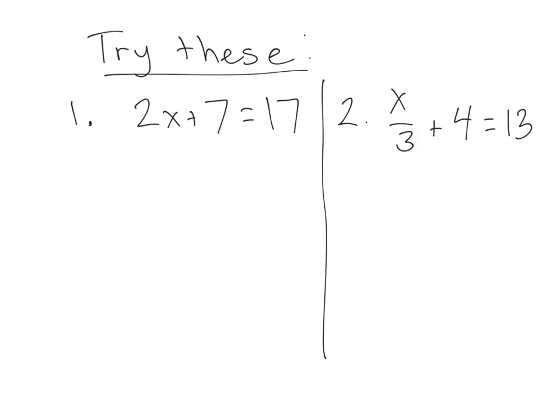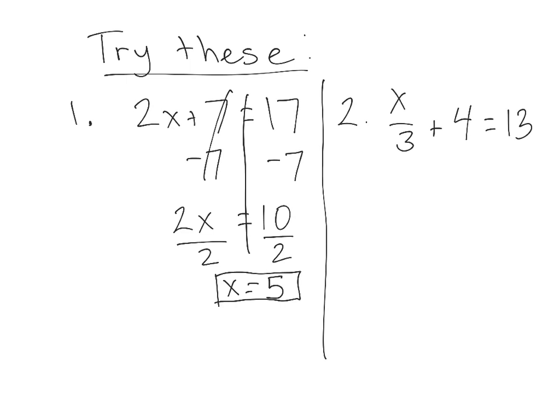Here's 2 for you to try on your own. Make sure to show your work on a separate sheet of paper. Go ahead and check your work on the first try these question. On this one, we needed to move the 7 first and the 2 second. When we subtract 7, 17 subtract 7 makes 10. Then afterwards, when we divide 2, 10 divided 2 makes 5. Now go ahead and try the second question if you haven't already. Enter your answer when you're ready.